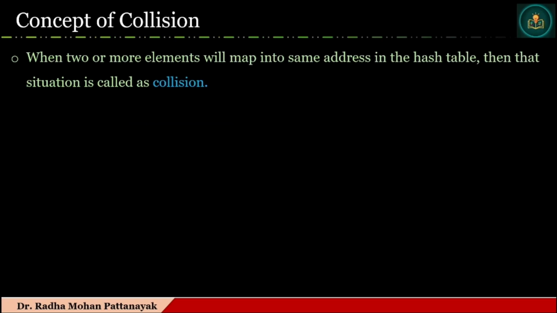Today I am going to discuss the concept of the rehashing method for collision resolution. Let's start the session with the concept of collision in hashing. In a hash table, when we are inserting elements, when two or more elements map into the same address inside the hash table, that situation is called a collision.